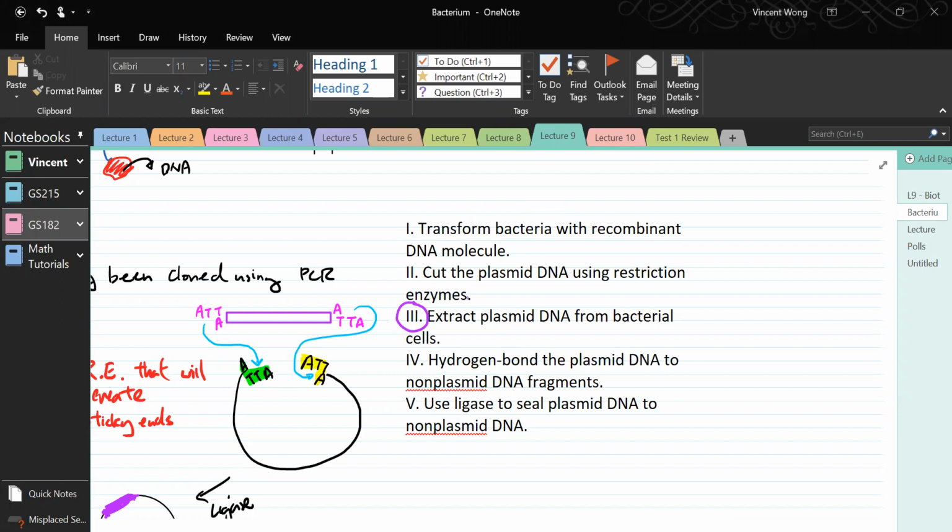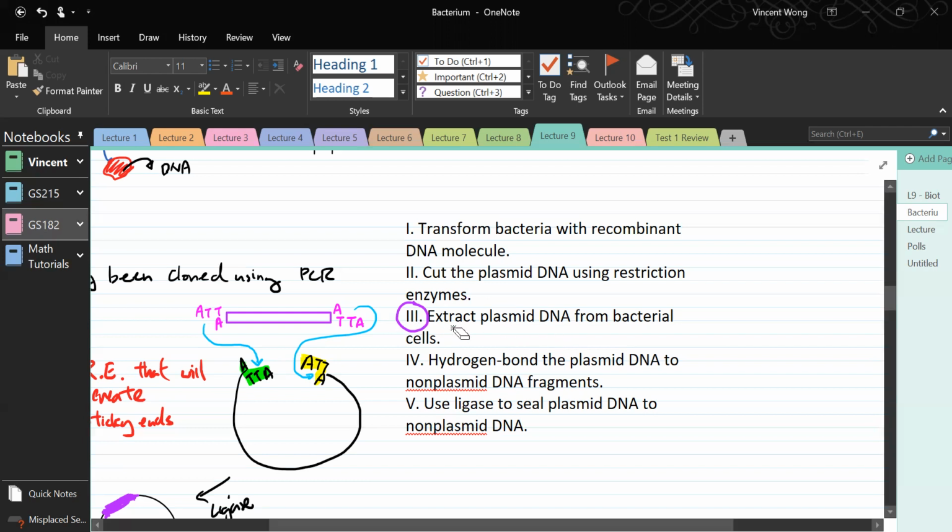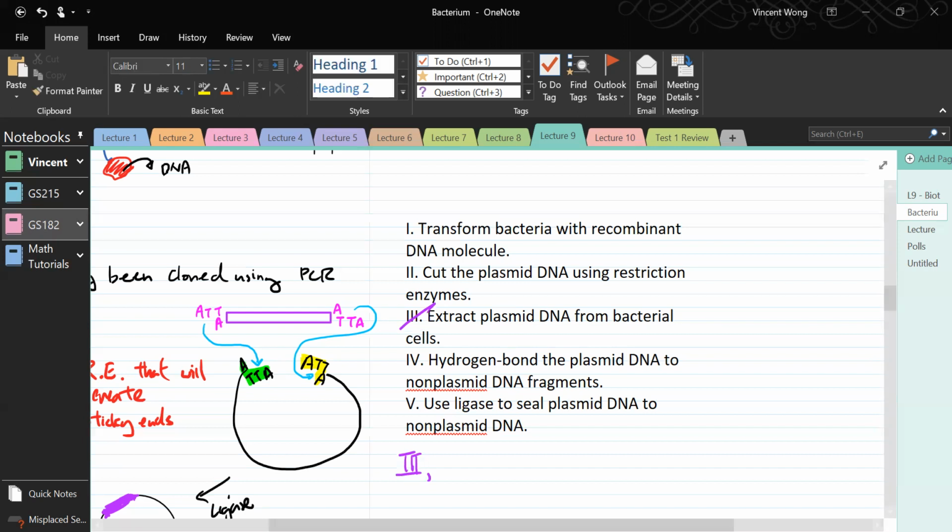But before that, the people who sell them probably have to extract it from the bacteria or something. Actually, not really. They can build it from scratch using nucleotides, but whatever, it doesn't really matter. In this question, you can extract it. So that's step number 1. Okay, 3 goes first. And then what? After you extracted the plasmid, what should we do?